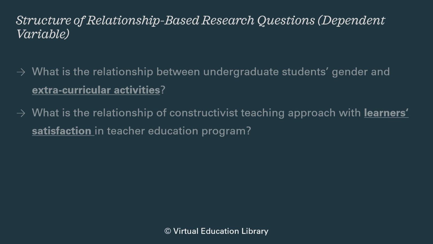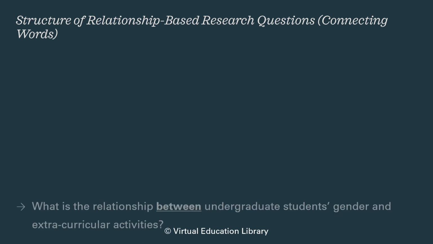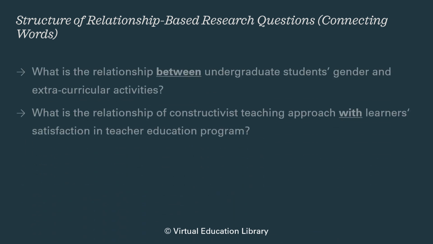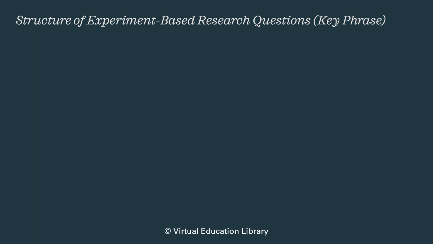So, let's first discuss this. Like the previous one, which was a comparative study, it will also have a connecting word, that is, between and with learners. So these are the connecting words. So, in simple terms, the characteristics of a relationship-based study will include a key phrase, relationship, or is there any relationship, an independent variable, a dependent variable, and a connecting word.